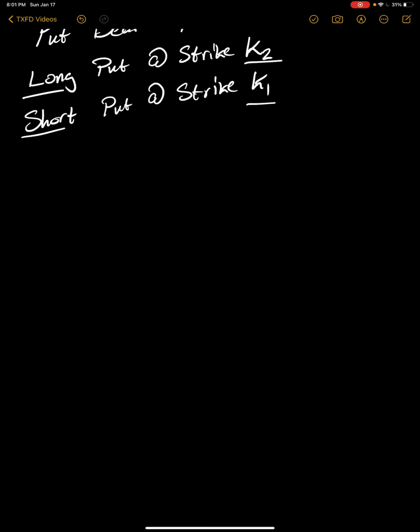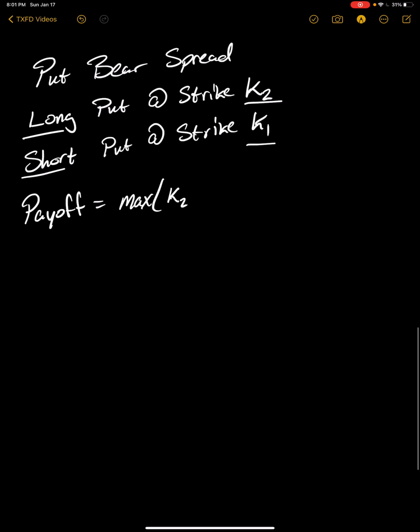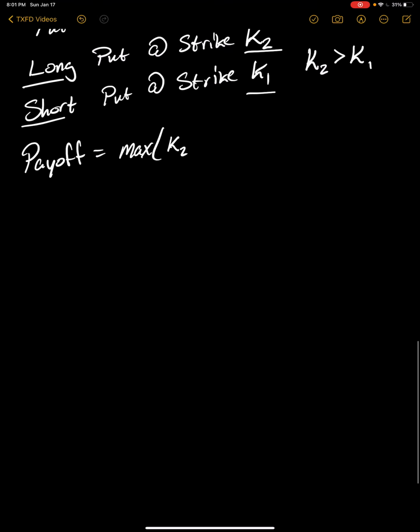And what's our payoff going to be? We're going to look at, equivalently, the payoff function here. It's going to be the max of, talking about the one that we longed first, K2. And again, it's important to note here, K2 is greater than K1, just like above. So it's the max of K2 minus the stock price at time t and 0, minus, because we sold the other one, the max of K1 minus the stock price at time t and 0.